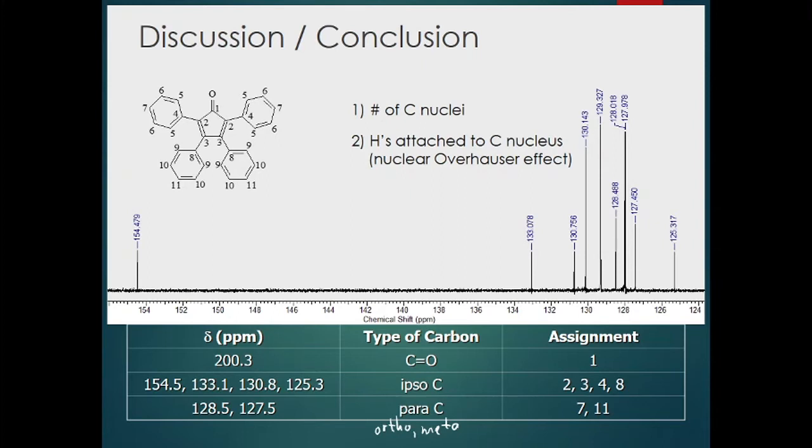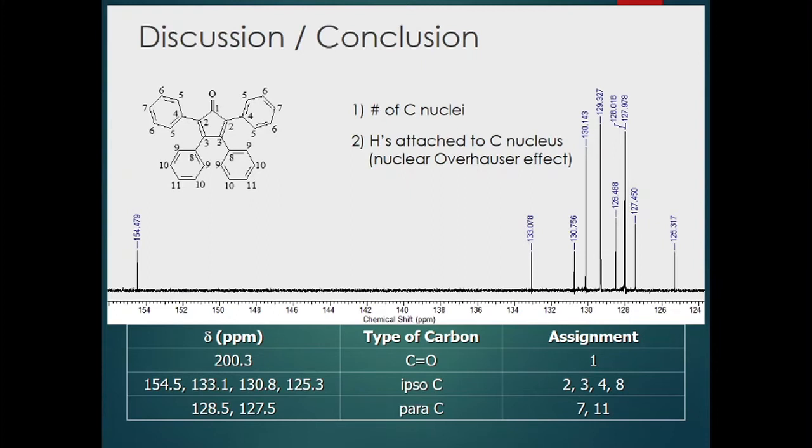But again, we should have one more row in that table. But this would be the ortho and meta, and again, we do not have enough information to distinguish ortho from meta, and so we simply link them together. This is the same analysis that you're going to need to do for your Diels-Alder product.